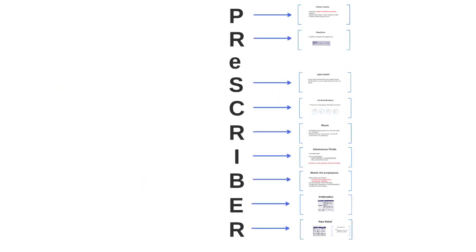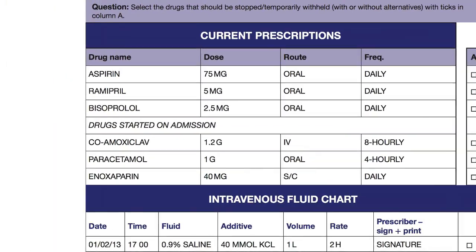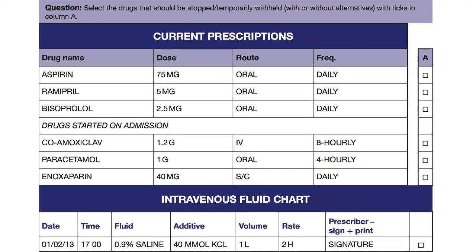So, we've reached the end of the prescriber mnemonic. Let's now return to our case and use it to review the question. To review, we have a 74-year-old penicillin allergic man with a history of hypertension, diverticulosis, and TIA, who presented with hemoptysis, pneumonia, sepsis, and acute renal dysfunction. Reviewing his drug chart, we are asked to mark any drugs that should be stopped or temporarily withheld. I shall give you a moment to run through the prescriber system and come up with an answer. Please pause the video if you need longer.